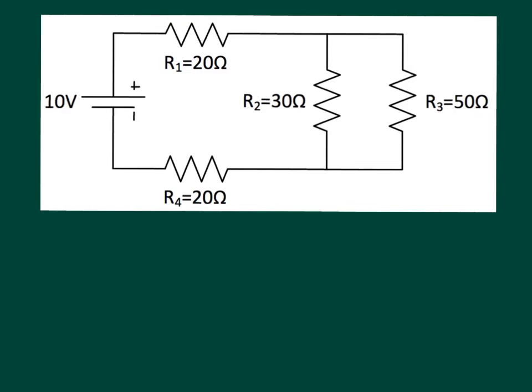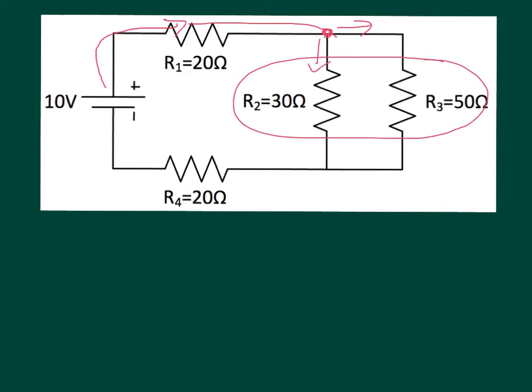So this one's a little bit different. In this one, if I'm the current, remember to be the current, I have to go through that one. I don't have a choice. So that one's in series. But once I get to this spot right here, I have a choice of directions. So these two resistors here are in parallel. So we kind of look for places where they're obviously in series or obviously in parallel.